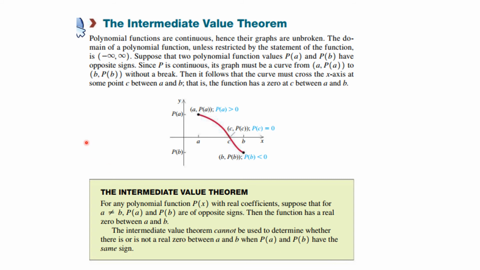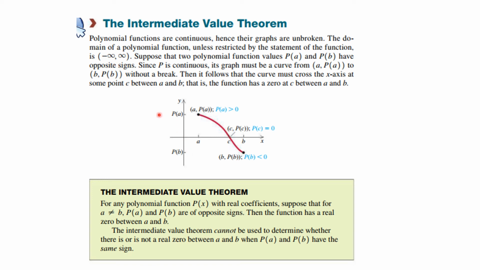The last topic that we're going to discuss is called the intermediate value theorem. And you know that polynomial functions are continuous from a previous section. We can draw them without ever having to lift our piece of chalk, meaning that the graphs are unbroken. The domain of a polynomial function, unless restricted by additional statements, is from -infinity to infinity.